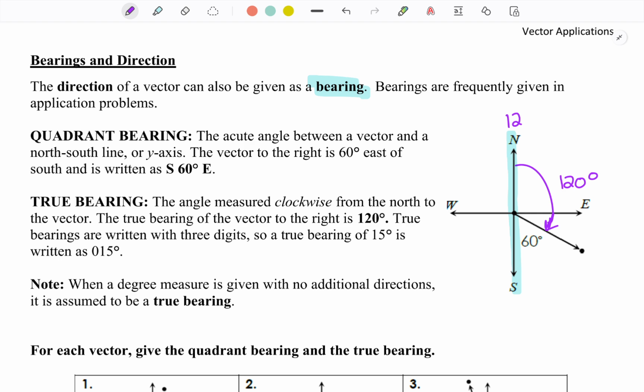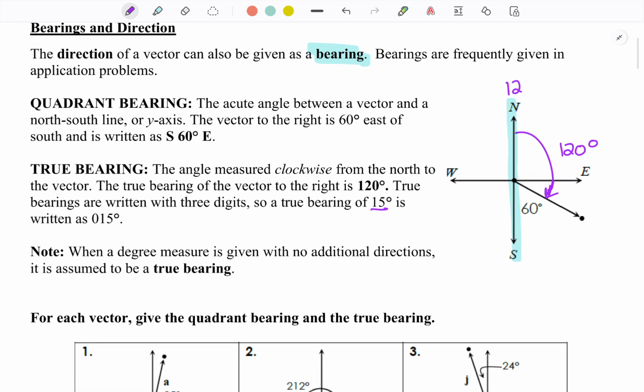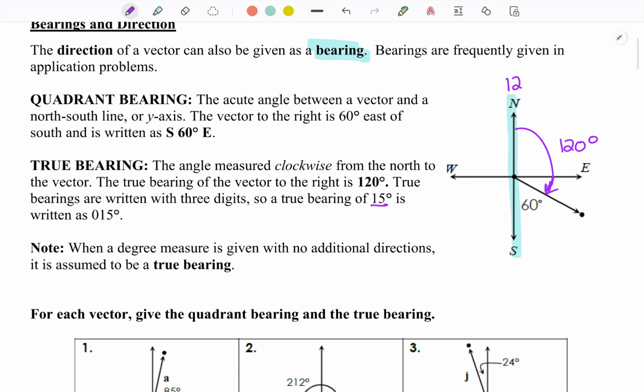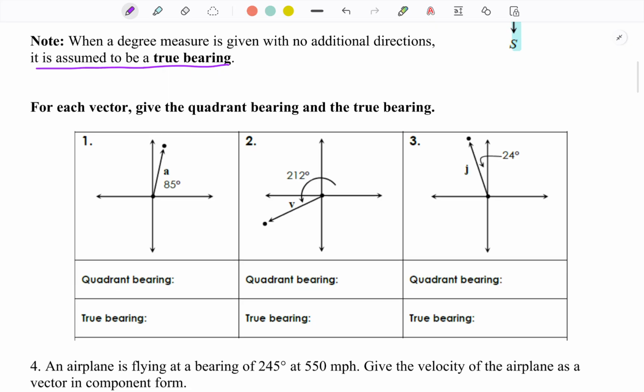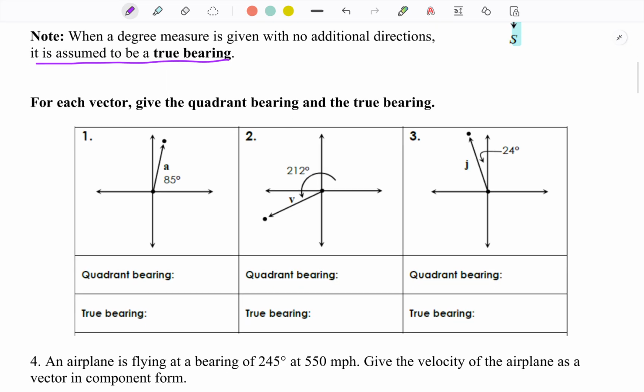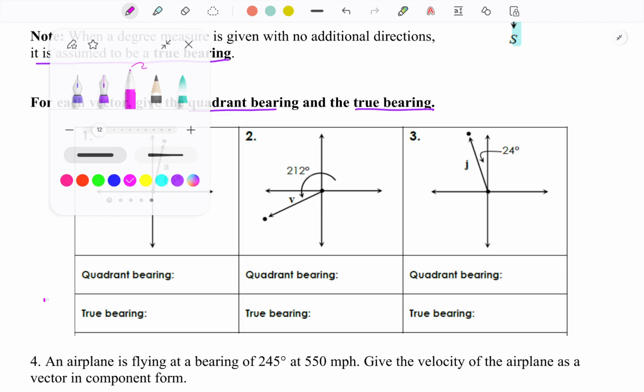Since we always have 3 digits, a true bearing of 15 degrees is given as 015 degrees. Note that when a degree measure is given with no additional directions, it is assumed to be a true bearing. So for each of these vectors, we are going to give the quadrant bearing and the true bearing.